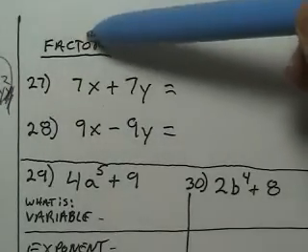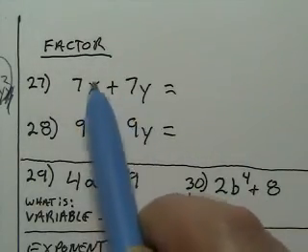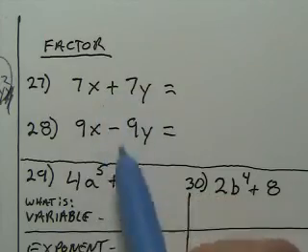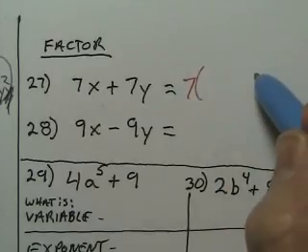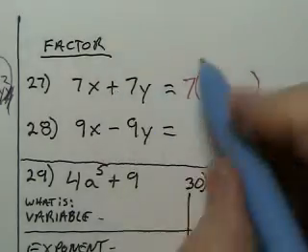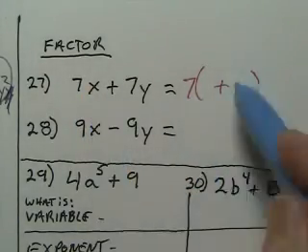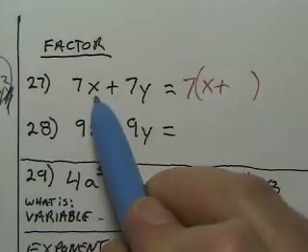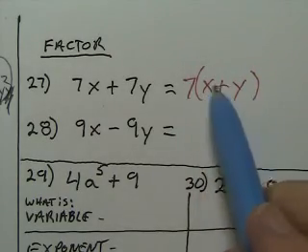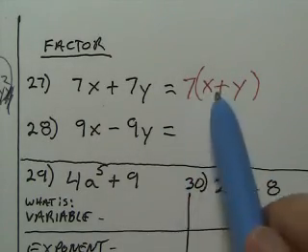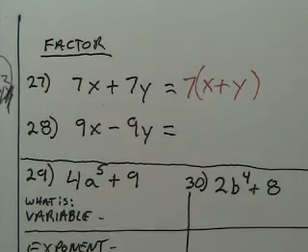Okay, at the top of your paper, factoring, number 27. What does each of these terms have in common? A 7. So I'll write down 7. Now I'm going to put parentheses. And there's a plus in the center, so I'll put a plus there. 7 times x is 7x. 7 times y is 7y. So it's the distributive property backwards. And this is called factoring, which you'll do a lot next year.